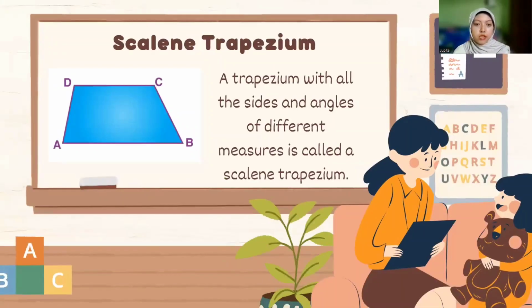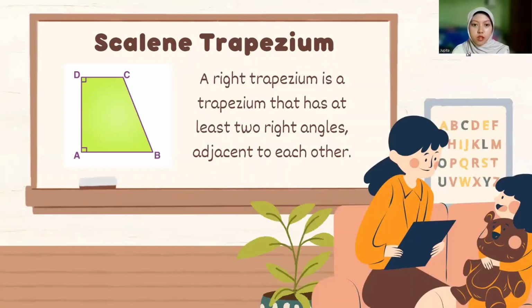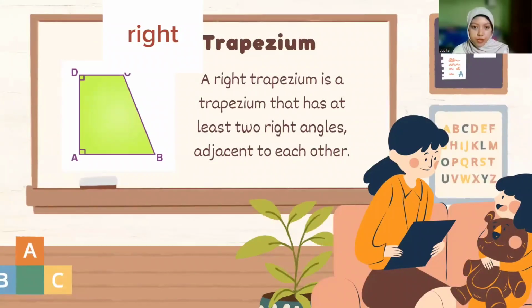Scalene trapezium. A trapezium with all the sides and angles of different measures is called a scalene trapezium. Right trapezium. A right trapezium is a trapezium that has at least two right angles adjacent to each other.